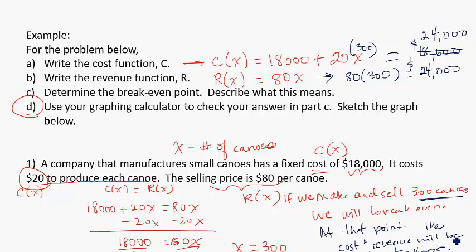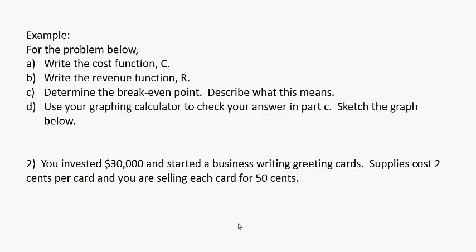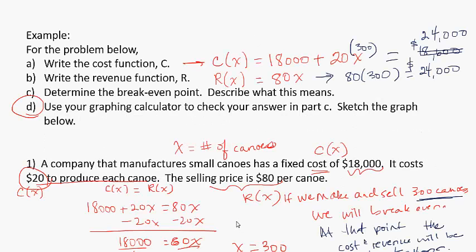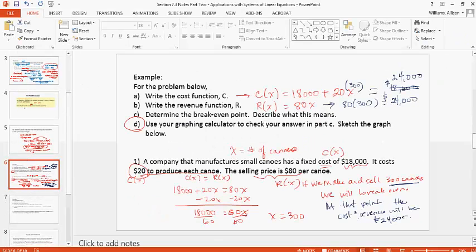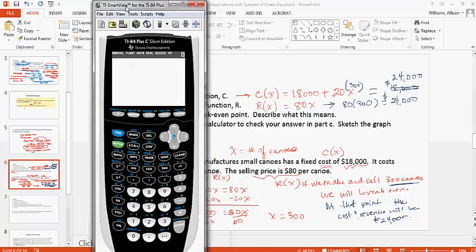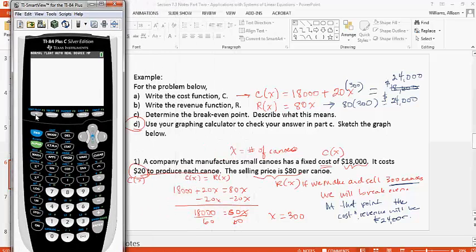Now what I want you to see is how we can look at this in the graphing calculator. So if I come back here and I pull up my calculator, I can go to my y equals and I can type in my cost function, which is 18,000 plus 20x, and I can type in my revenue function, which is 80x.